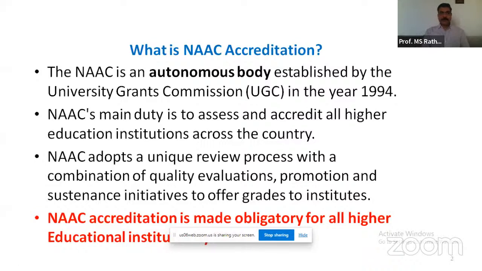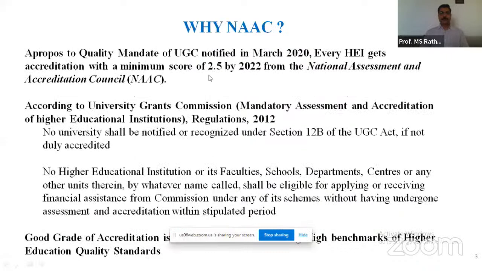So let's know what NAAC assessment and accreditation is. NAAC stands for National Assessment and Accreditation Council, and it is an autonomous body established by UGC in 1994. Its main duty is to assess and accredit all higher education institutes across the country. NAAC has adopted a unique review process that includes a combination of quality evaluations, promotion, and sustenance initiatives to offer grades to the institute. It is well known that NAAC accreditation is obligatory for all higher education institutes, and in the quality mandate of UGC notified in March 2020, every higher education institute has to get a minimum score of 2.5 by 2022 in the NAAC assessment.